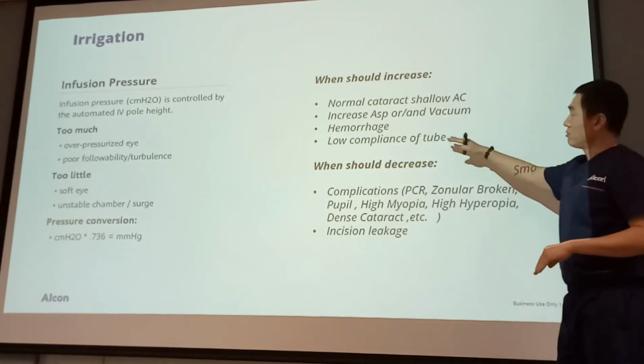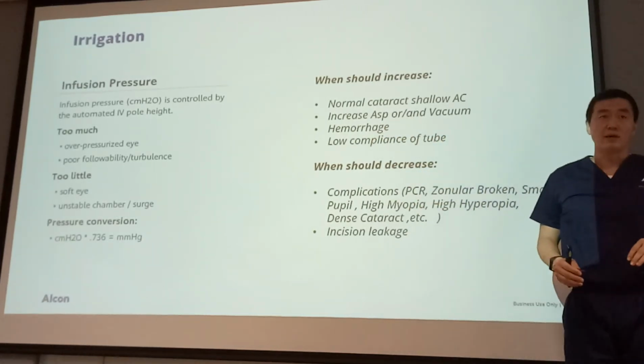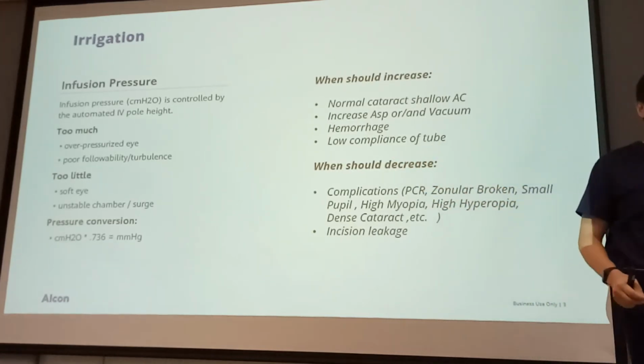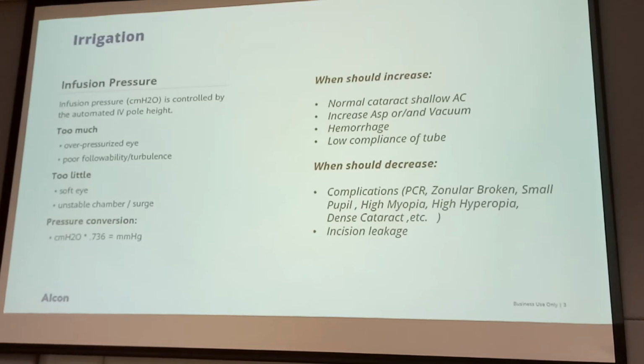Sometimes we need to think about hemorrhage. With bleeding, more pressure will stop that. And there is the low compliance of the tube. This is the most important thing when in the future we are in our own hospitals and maybe using different phaco machines. If you see the aspiration tube is so soft, maybe you need to increase the irrigation a little bit more to adapt to the surge, as the anterior chamber moves a lot. Okay, so this is very important.